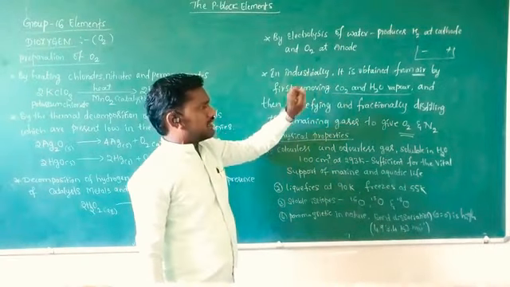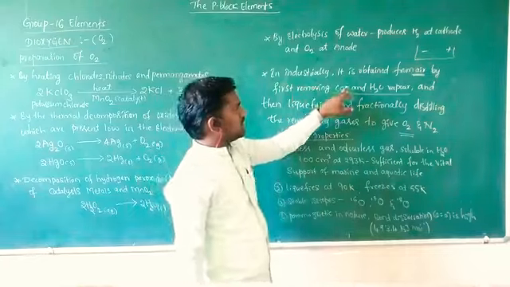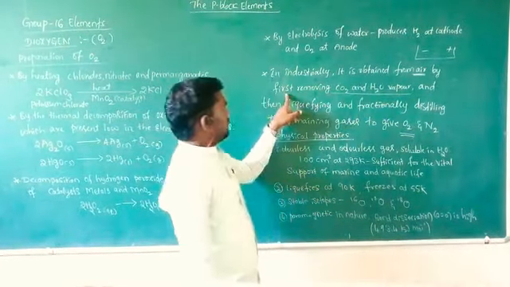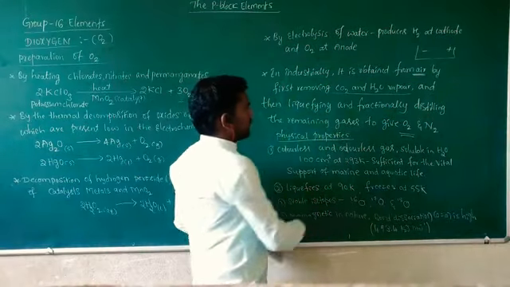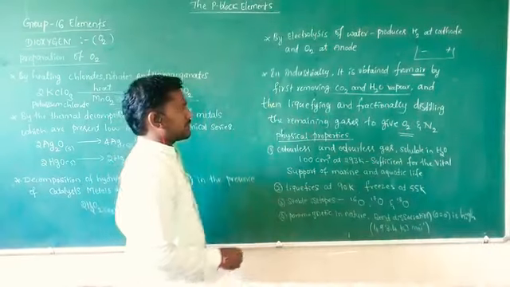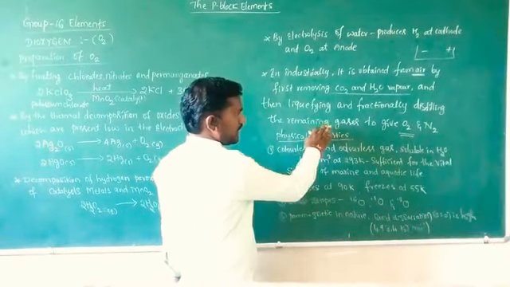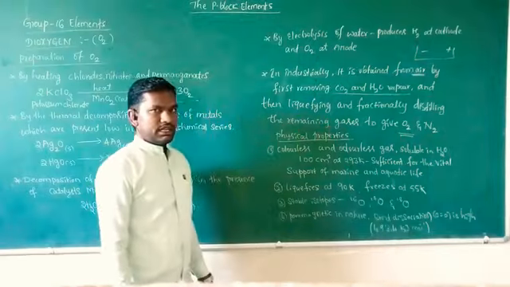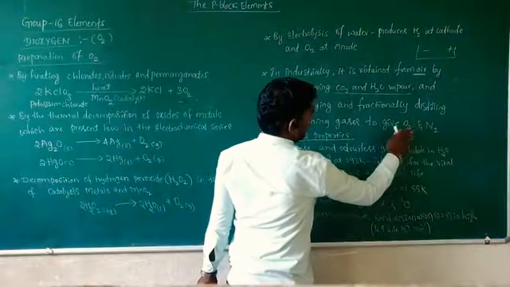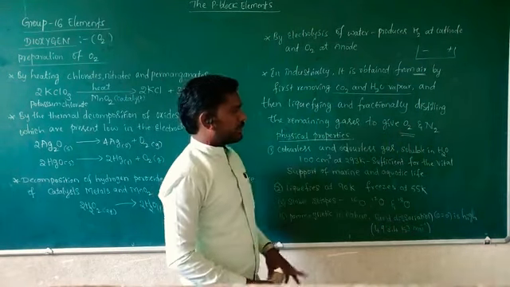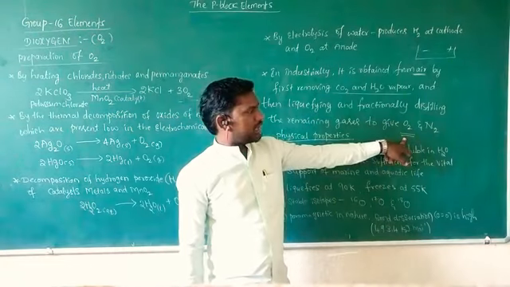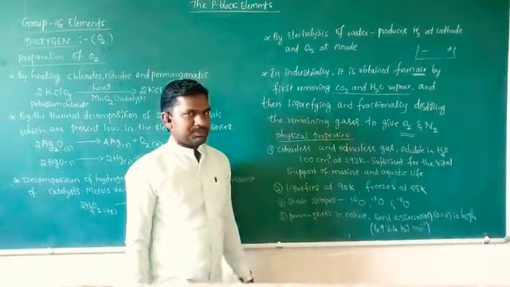In the industrial method, dioxygen is obtained from natural air by first removing carbon dioxide and water vapors, and then liquefying and fractionally distilling the remaining gases. This gives O2 and N2. After N2 is separated, it gives pure O2. Dioxygen can be prepared by the industrial method.